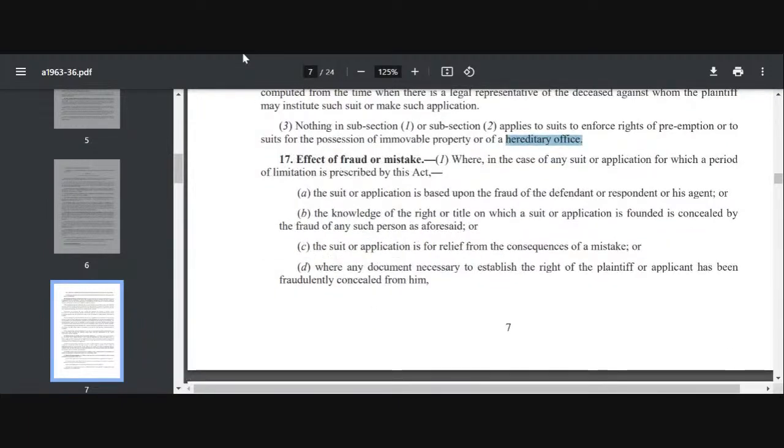Come to 17. Now 17 is again a very important section for prelims, for mains, everything. Now section 17 talks about the effect of fraud or mistake. What is the effect of fraud or what is the effect of mistake on a suit and on the limitation period?